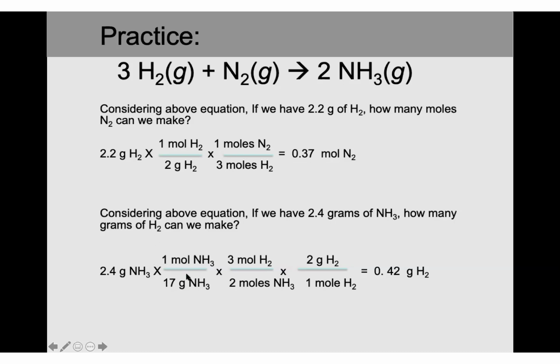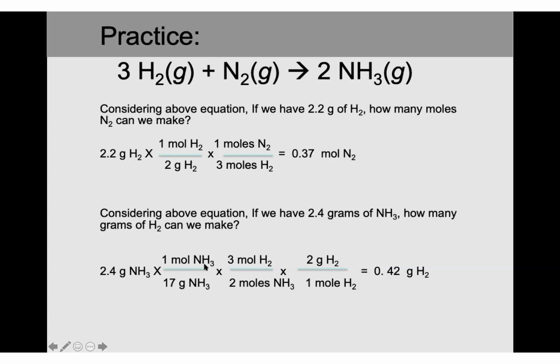Because in each 17 gram of ammonia there is only 1 mole, right? We just do the regular conversion that we were doing before. We just convert gram to mole, right? And whenever we want to convert mole to gram, we just use the molar mass. For example, the molar mass of H2 is 2 gram of H2. So 1 mole of H2 is going to be 2 gram of H2.